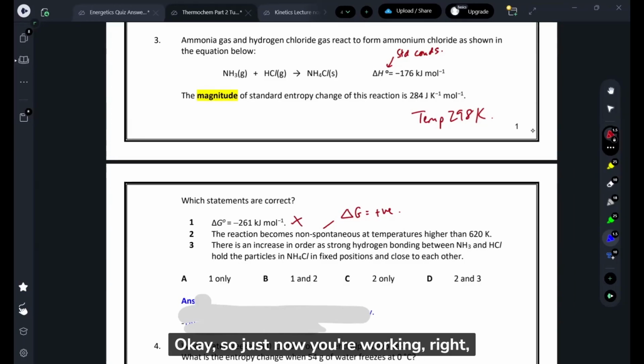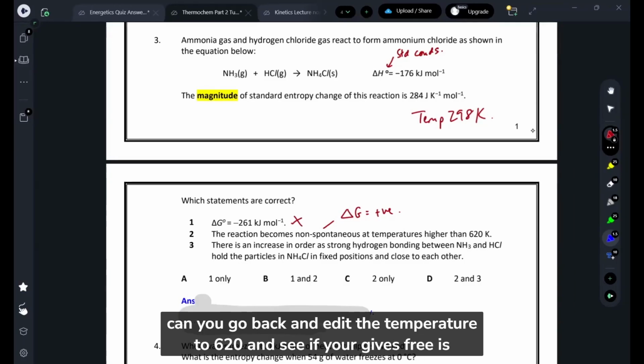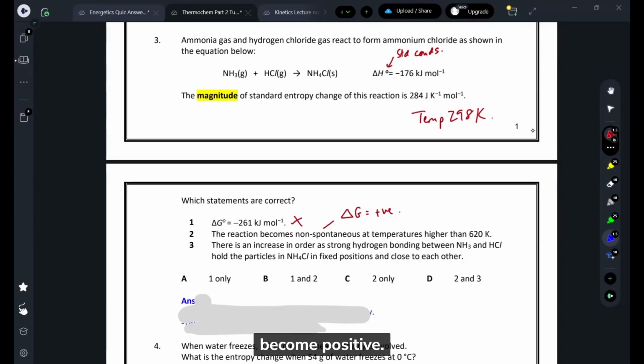So just now in your working, can you go back and edit the temperature to 620 and see if your delta G becomes positive? Does it become a positive term?